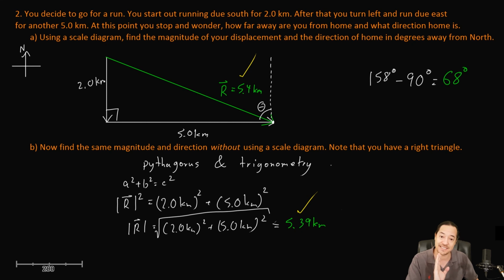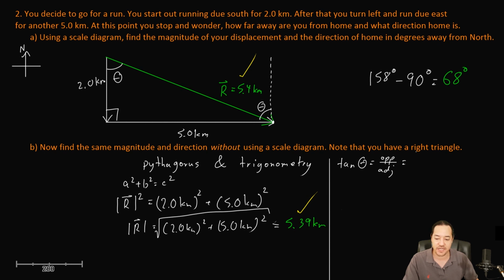Okay, so we're halfway there. Now let's get the angle. How can we get the angle? Well, what you're going to notice is that this angle theta, because this is a right triangle and you have some parallel lines here, we can see that this is a similar angle. This is also angle theta. And now we should be able to use some trigonometry to relate theta to these other two sides. And we should know that the tangent of theta is equal to the opposite over the adjacent, right? TOA. And in this case, the opposite is going to be 5.0 kilometers, and the adjacent is 2.0 kilometers.